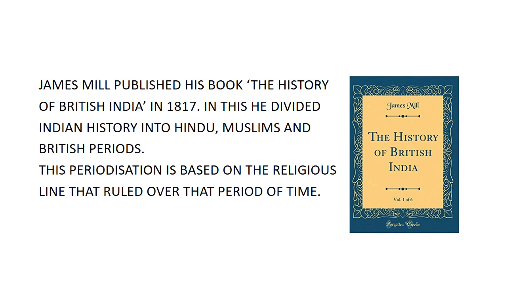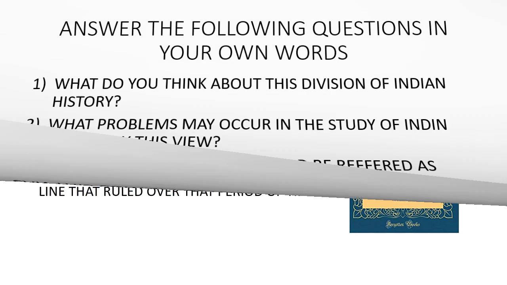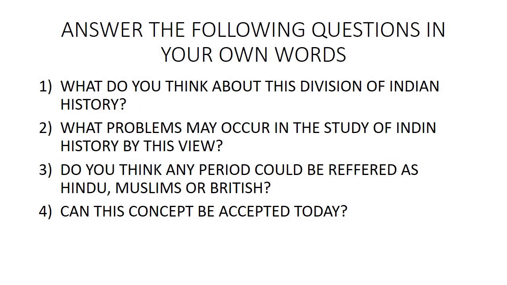As during the Muslim and British rule, there were thousands of Hindus and Muslims princely states, and even there were many other religions and faith that existed simultaneously during those periods. For example, Chandragupta Maurya was a Jain, Ashoka was a Buddhist. Therefore, the concept of periodization was not appropriate. So students, on the basis of the previous explanation in this video, answer the following questions in your own words.